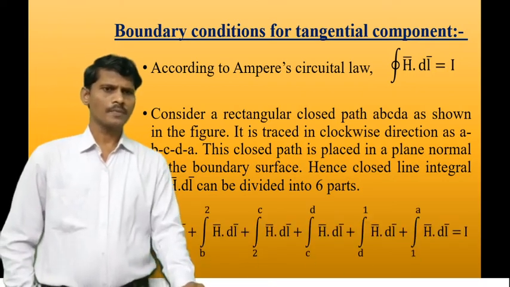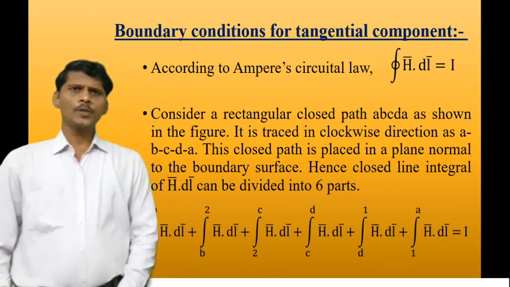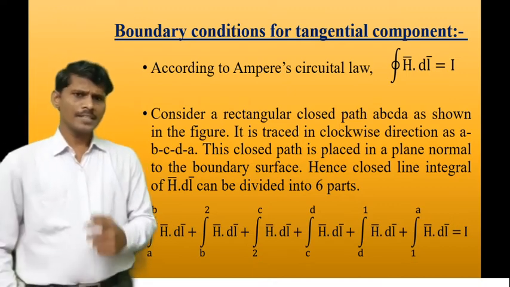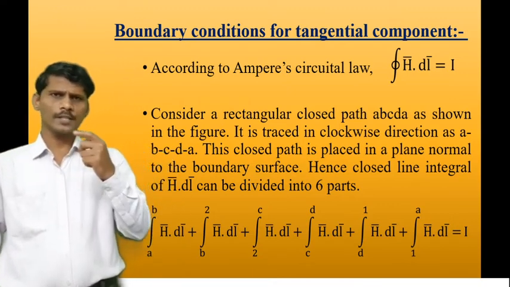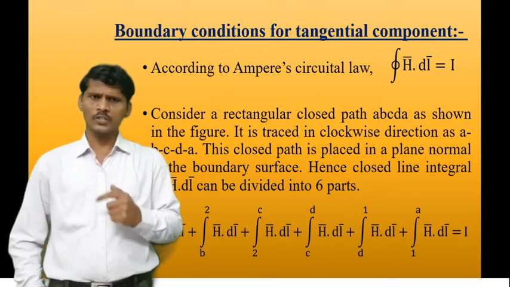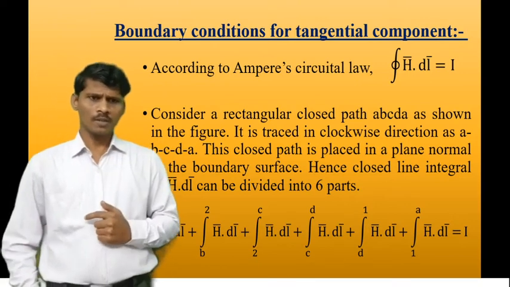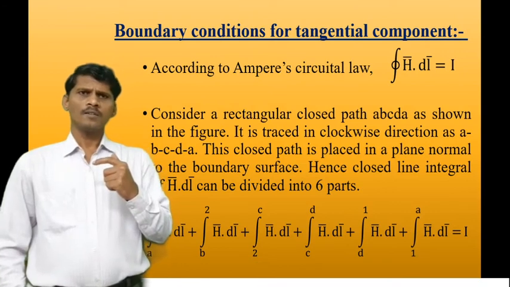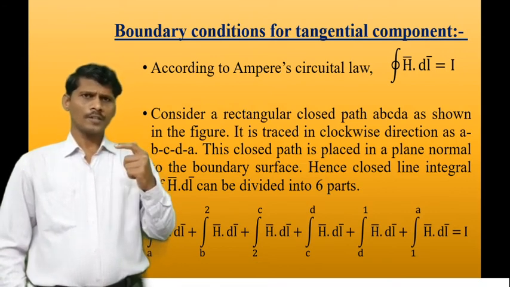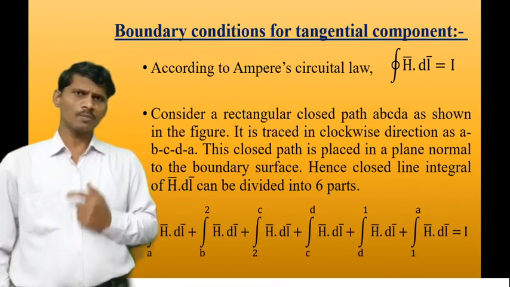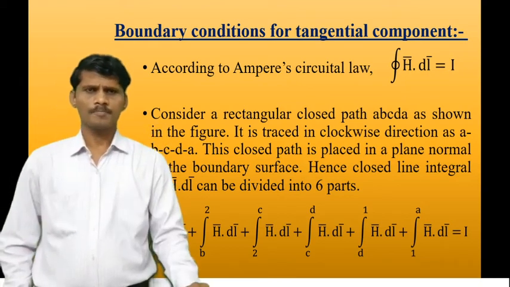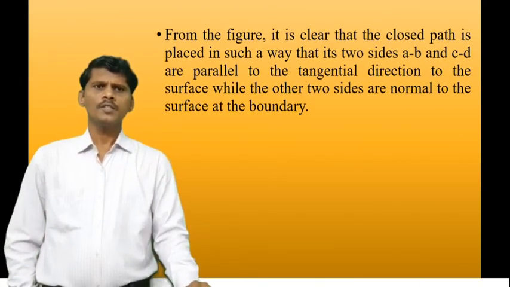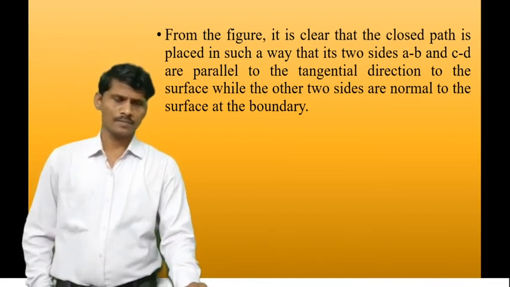Therefore, integral A to B H bar dot dl bar, plus integral B to 2 H bar dot dl bar, plus integral 2 to C H bar dot dl bar, plus integral C to D H bar dot dl bar, plus integral D to 1 H bar dot dl bar, plus integral 1 to A H bar dot dl bar, is equal to the current enclosed by that path. So individually calculate the values.